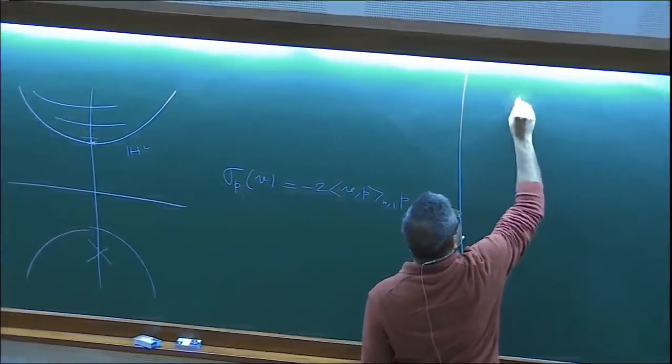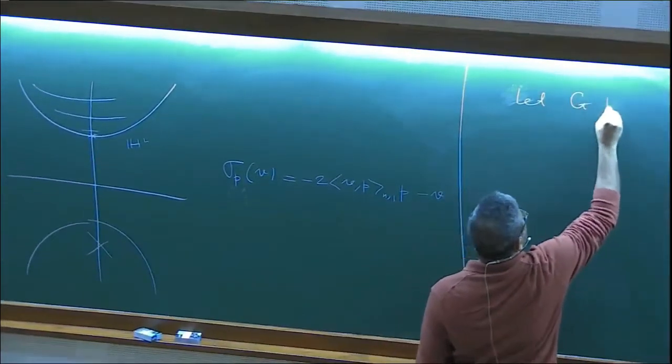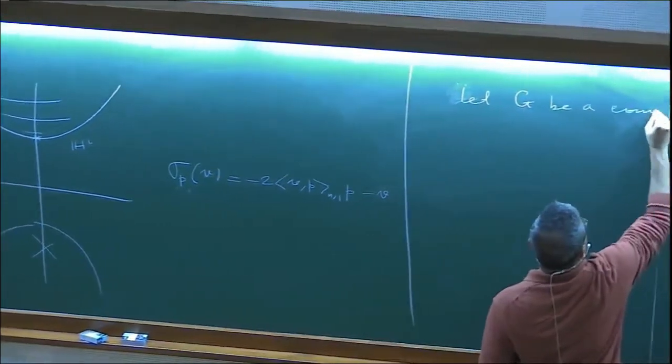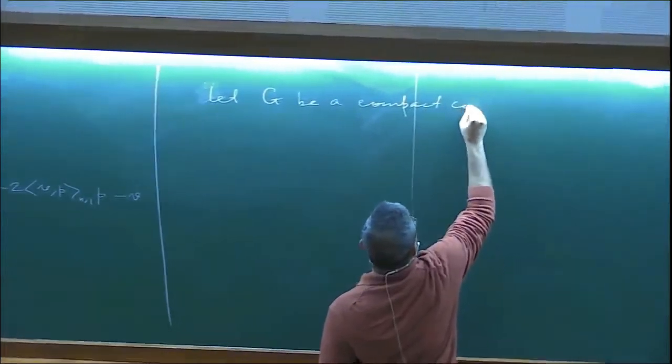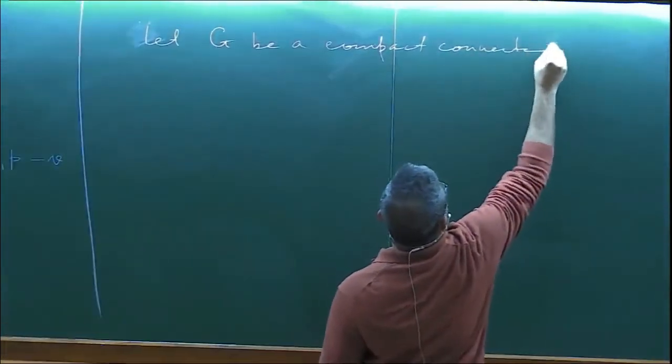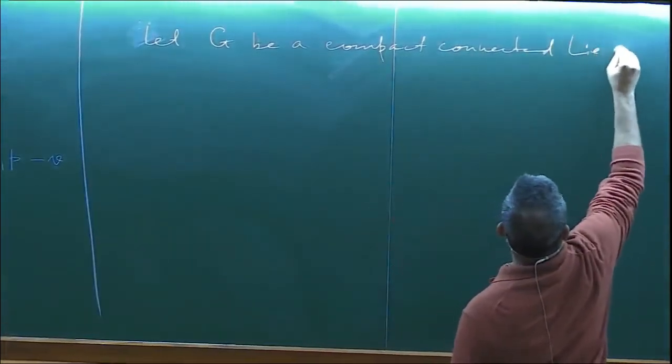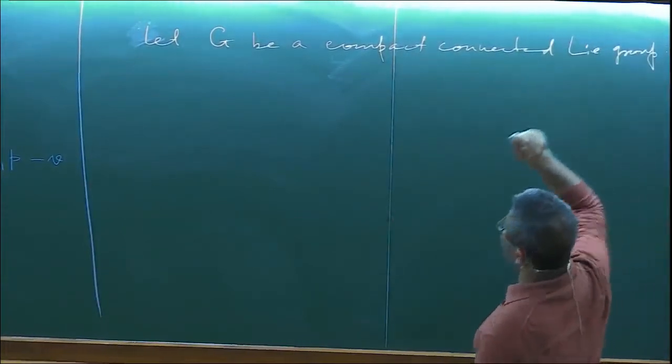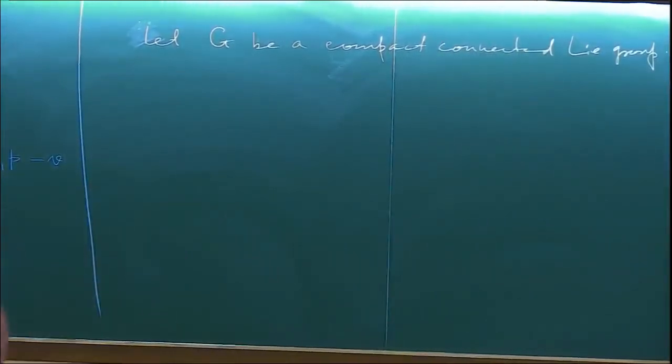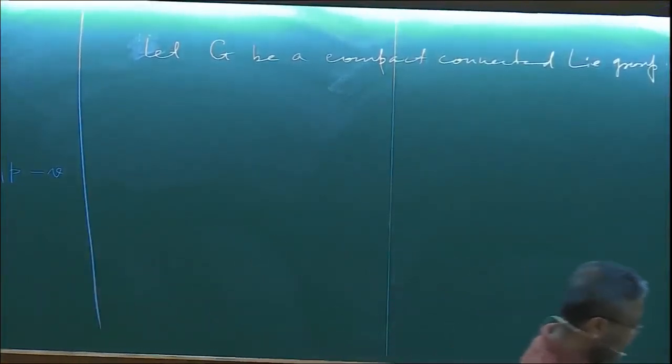Let G be a compact connected Lie group, then I'm going to put a metric using which I can give a symmetric space structure. So what is a metric?